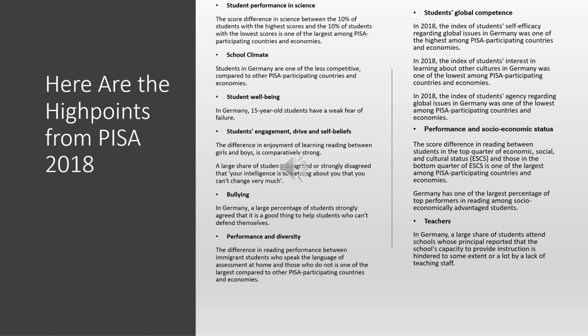Okay, their school climate. Students in Germany are one of the less competitive compared to other PISA participating countries and economies. And as far as their well-being, German 15-year-old students have a strong fear of failure. They are afraid to fail. So with that push and stamina, that pretty much encourages them to be the best and do the best.